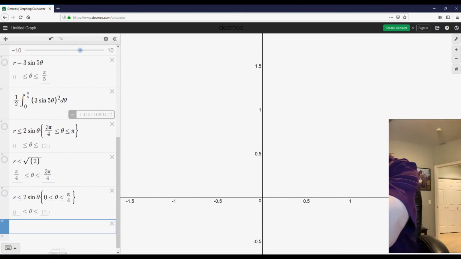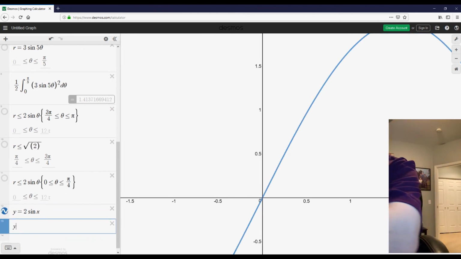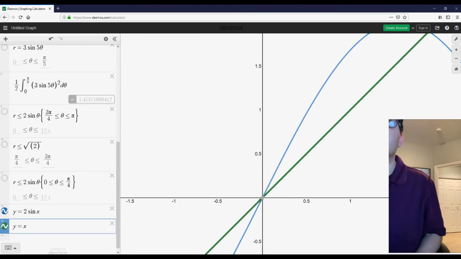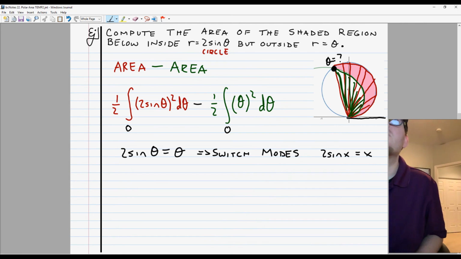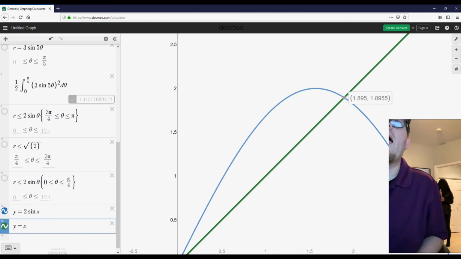So I'm going to put in y equals 2 sine of x, and then I'm going to put in y equals x. And we're looking for an intersection point, and based on the picture that we had in there, that intersection point looks like it's happening in somewhere quadrant 2-ish. So let's make sure that our angle is in quadrant 2. So again, we're in yx mode right now. The x-coordinate itself looks like it's 1.895.